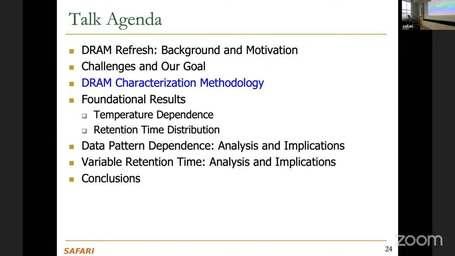We built an infrastructure to characterize DRAM. I'm going to talk about that and then provide some foundational results to validate that infrastructure. Then we're going to talk about the data pattern dependence and variable retention time issues and our conclusions, which basically will be that more future work is needed.